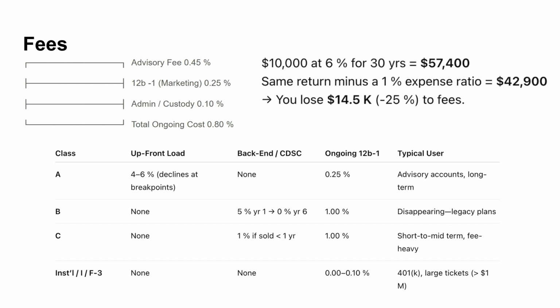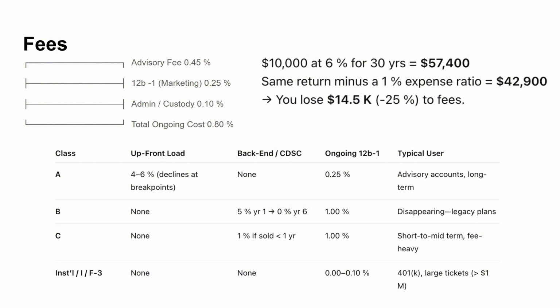Class C is the level-load class. Zero upfront, a small 1% back fee if you leave inside 12 months, and a perpetual 1% 12b-1. Great for brokers who want a steady trail, and terrible for compounding over decades. The last one we have is institutional or I shares. They skip the loads and trim the expense ratio razor thin, but you need a seven-figure ticket or an employer plan to access them. So why does this matter?